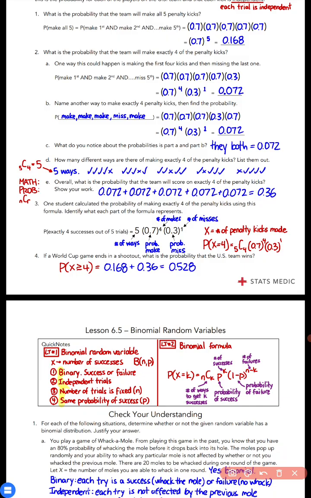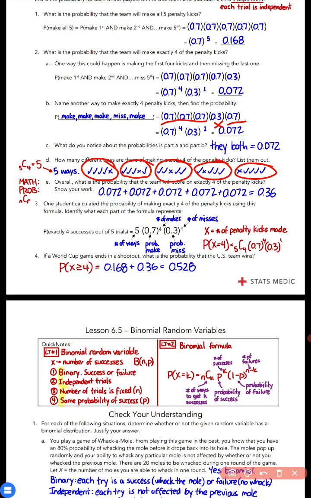Okay? But we could also rearrange this, right? What if they made the first 3 kicks and then they missed one, and then they make the last one? Well, again, that still works out to be the same probability of 0.072, because I'm still multiplying the same numbers together, right? They're just in a different order. So here's what I've got to realize. There are 5 different orders that they could miss one kick, and those are listed out here. They can make the first 4 and miss the last one. They can miss the 4th kick, the 3rd kick, the 2nd kick, or the 1st kick.